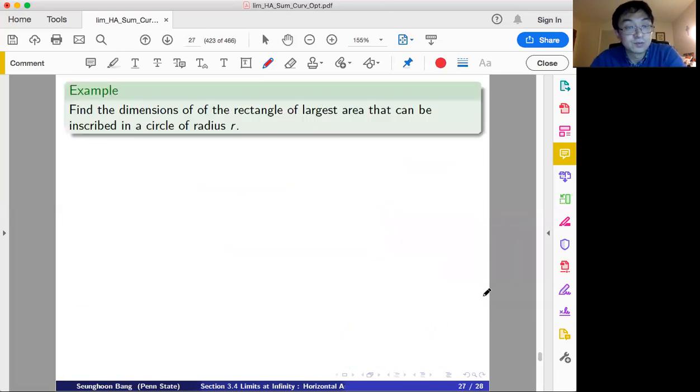The next example. Find the dimensions of the rectangle of the largest area that can be inscribed in a circle of radius r.